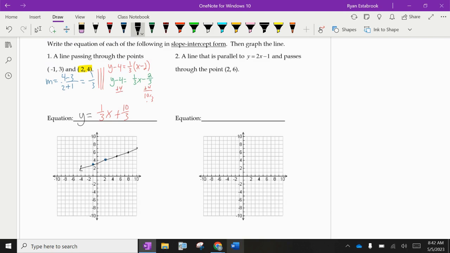Number 2, write the equation of the line in slope-intercept form of a line that is parallel to this one and passes through that point. So yesterday we talked about parallel and perpendicular. If 2 lines are parallel to each other, that means that their slopes are equal. So because it's parallel to this one, it means the slope of the line that we're supposed to write is also equal to 2.